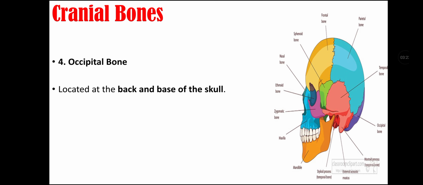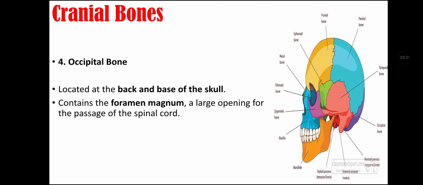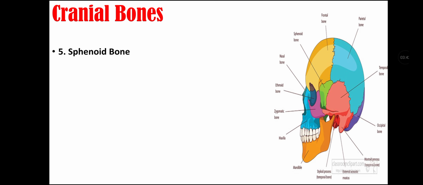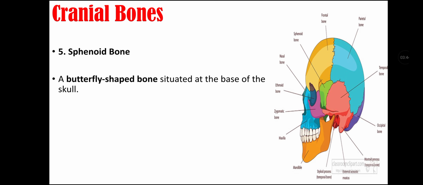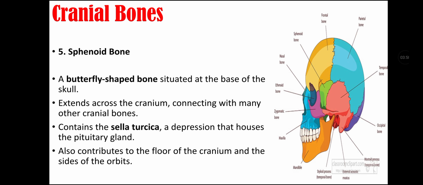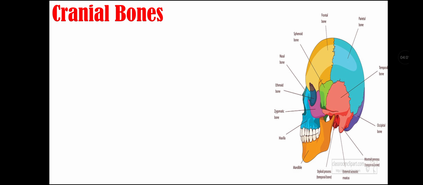Next cranial bone we have is occipital bone, as you can see in the diagram. It is located at the back and base of the skull. It contains the foramen magnum, that is a large opening for the passage of spinal cord. It articulates with the first cervical vertebra, that is also called as atlas, to allow nodding movement of the head. It also provides attachment for neck muscles. Next cranial bone we have is sphenoid bone. It is a butterfly-shaped bone that is situated at the base of skull. It extends across the cranium, connecting with many other cranial bones. It contains the sella turcica, that is a depression that houses the pituitary gland. It also contributes to the floor of cranium and sides of the orbit.